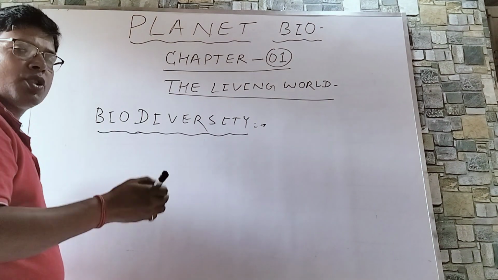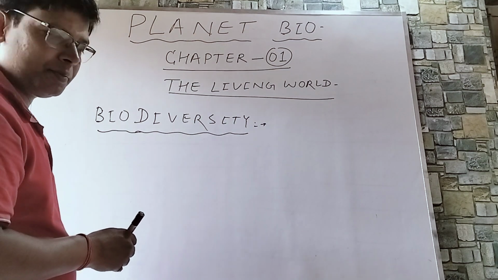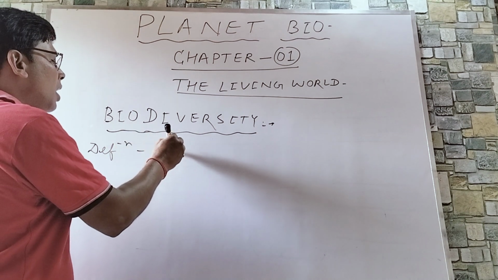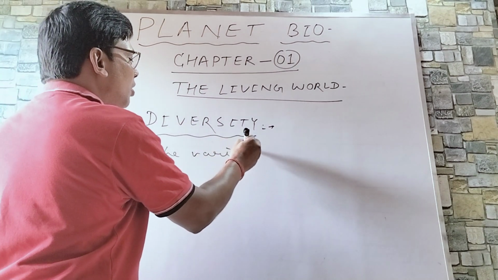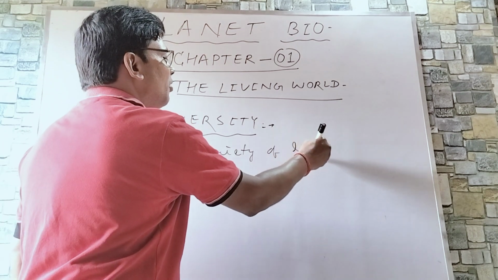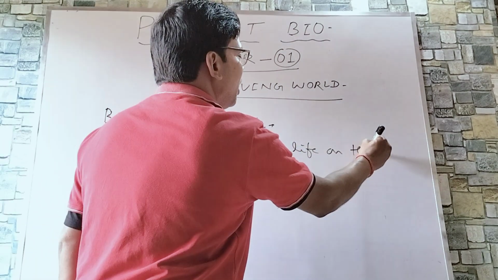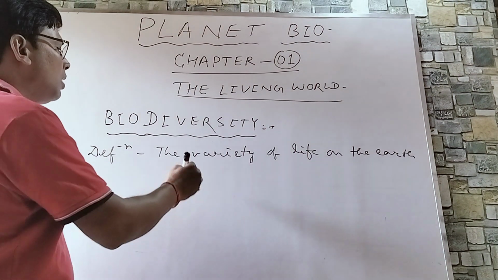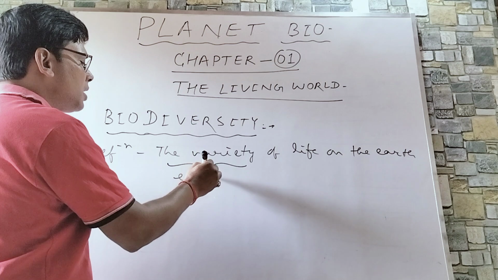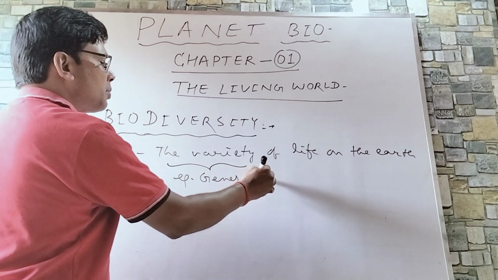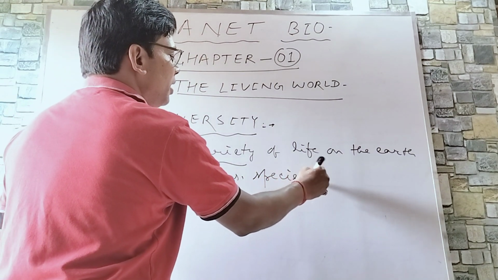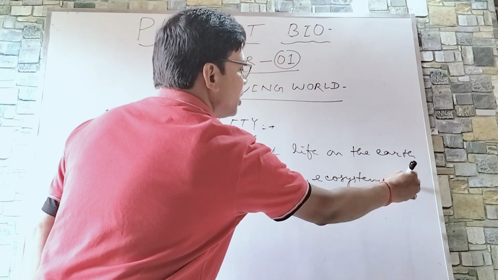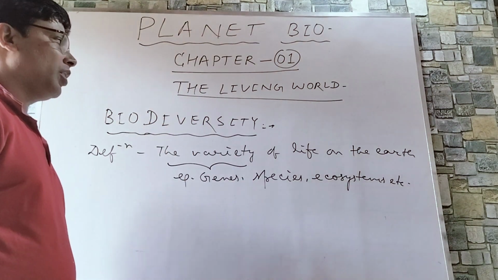And biodiversity means what? Can you define biodiversity? Biodiversity can be defined as the variety of life on earth. The variety of life means what? You can write, for example, genes, then species, then ecosystems, etc. So all these unite together to form variety of life on the earth.